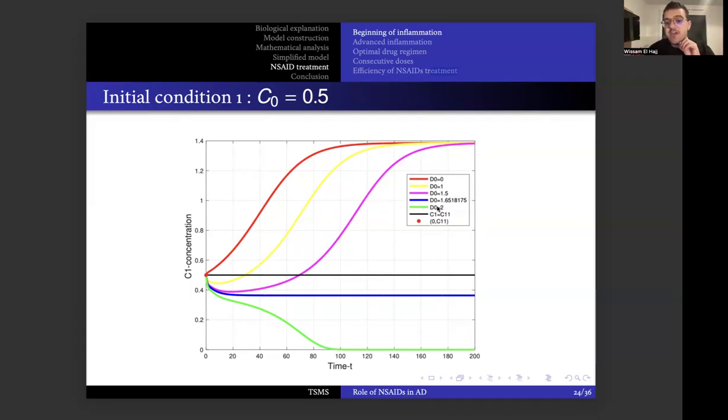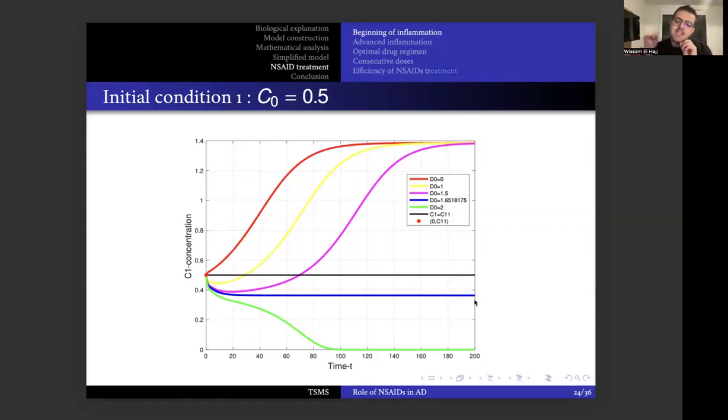However, if I use a very large value, for example a dose of 2, the inhibition is very strong. The solution will decay and reach the point 0. No inflammation, no disease. Perfect. For a certain specific value, as you can see in blue, this is the threshold. If I use this value, I will converge to this point here, EU. Okay, but this is very specific.